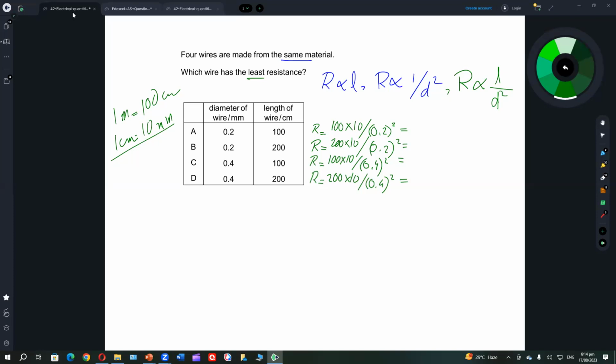D. Please tell me which option is giving the least resistance. D. Zainab, can you write on the chat? Actually, sorry, couldn't hear you. What did you say? B or C?